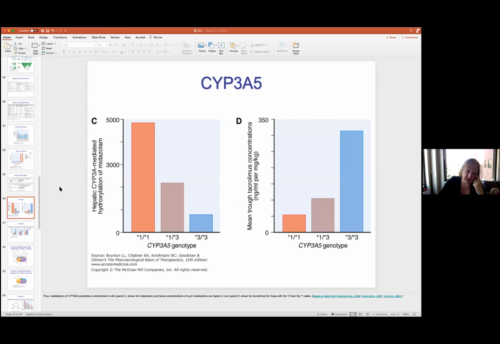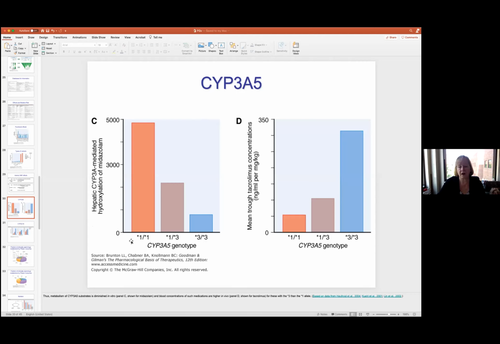So here we are looking at the metabolism of different drugs. Midazolam is used quite often as a probe drug. In order for us to look at the influence of these polymorphisms in CYP3A5, you can expose cells to the prodrug and then see how quickly it's metabolized. So we're looking at hepatic CYP3A mediated hydroxylation of midazolam, okay? And so it's as expected.